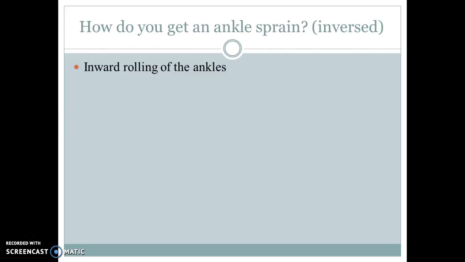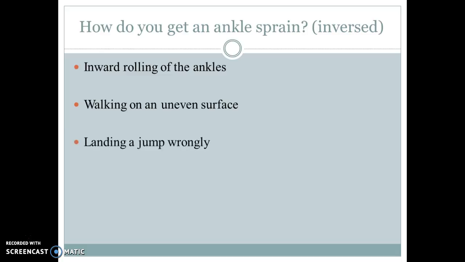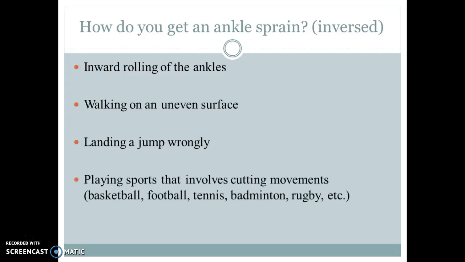An ankle inversion sprain is when the ankles roll inwards, and the ligaments on the lateral part of the ankle get torn or injured. This can also happen when you walk on an uneven surface where you will roll your ankles, landing a jump wrongly, and lastly, playing sports that involve cutting movements. For example, basketball, football, tennis, badminton, rugby, etc.